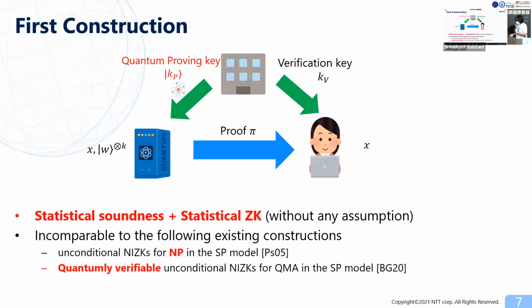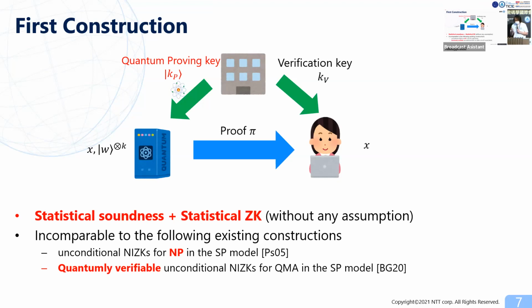And the first construction looks like this. For this construction, we consider a setup that generates a quantum proving key and the classical verification key, and sends them to the prover and verifier respectively. And after this setup, the proof is classical and also verification is classical. And we proved that our scheme satisfies both statistical soundness and statistical knowledge without assuming any assumption.